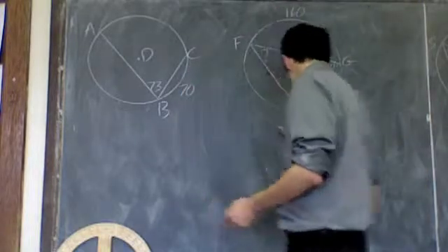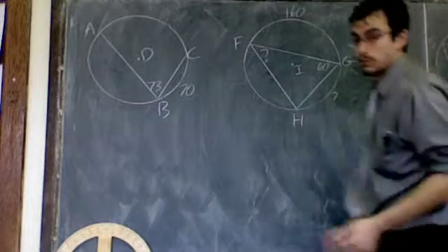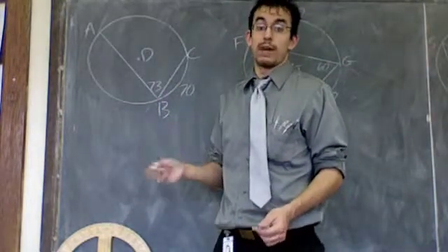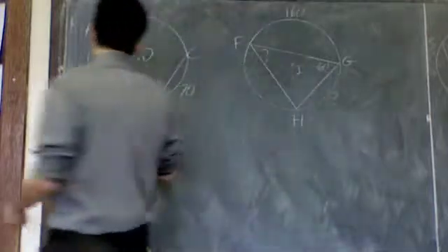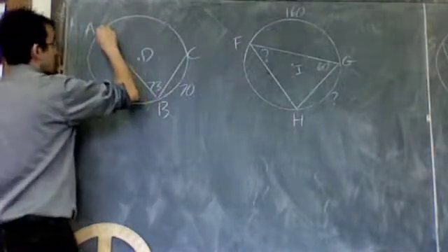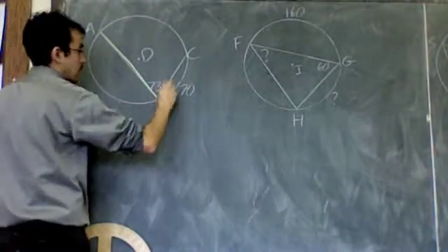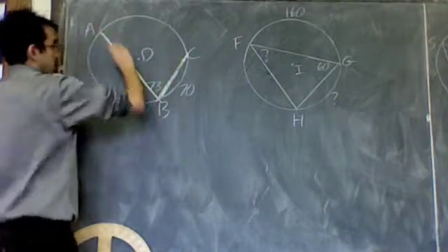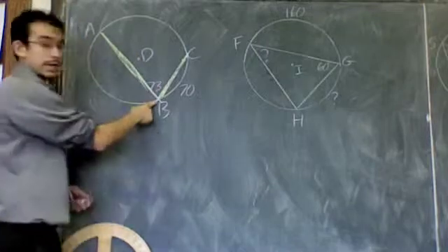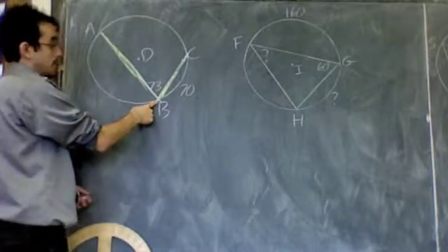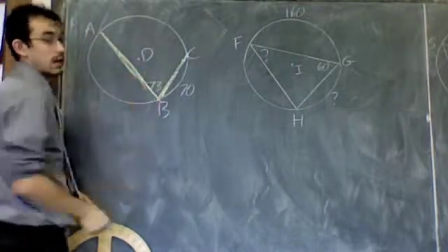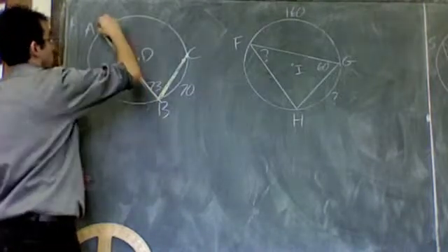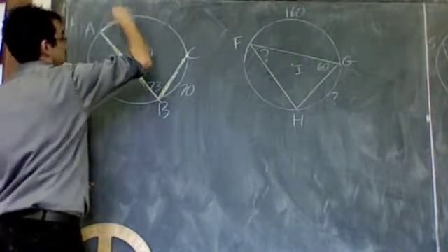So how we're going to do these, use some colored chalk. We are going to trace the angle so we can find out what the arc is. So let's trace our angle ABC, A to B to C. This angle right here. You see the vertex is B, and the two endpoints are A and C. I want you to trace that arc from A to C, from endpoint to endpoint.